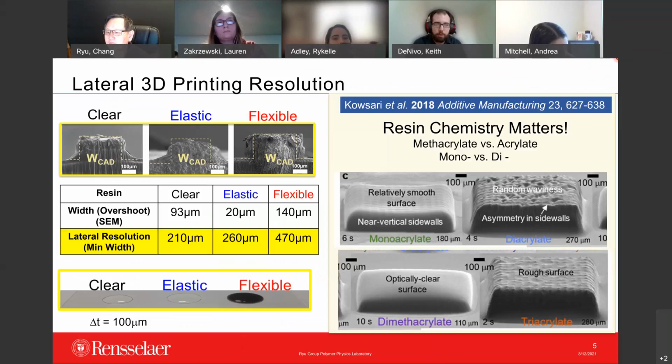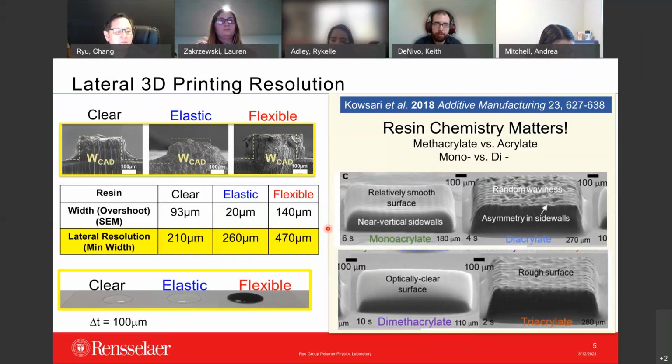Okay, so what really also helps determine the resolution is the resin chemistry. The resin chemistry will determine how smooth or how sharp the sides are when 3D printing. Also, the laser spot size also contributes to what sort of the minimum width you are able to print. And this is just a summary of what I stated before, with clear having the smallest width that it can print and flexible having the highest.